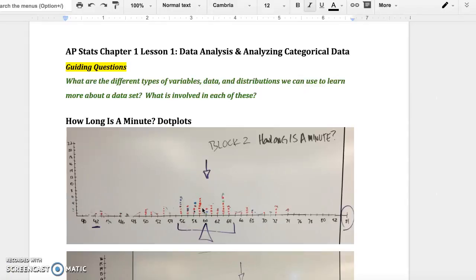This is our first lesson for AP Stats, Chapter 1, Lessons 1 and 2. A couple guiding questions I'd like you to keep in mind. What are different types of variables, data, and distributions we can use to learn more about a data set? So what's involved in these?